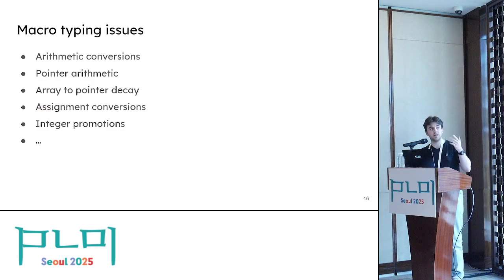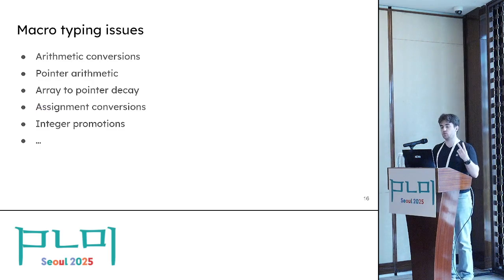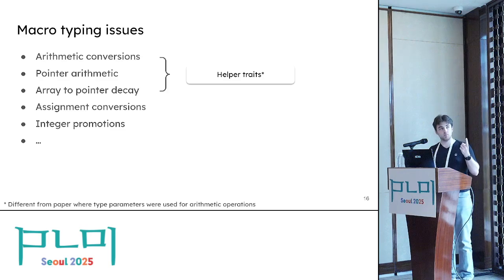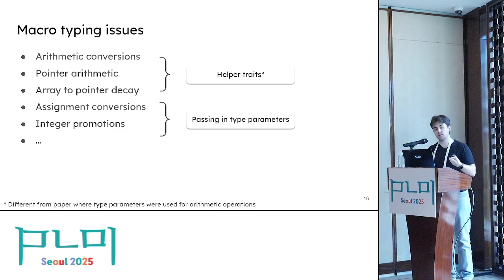These types of things happen everywhere in C, and so we have two solutions. The first one is helper traits, and the second one is passing in type parameters. A small thing of note is that the helper traits were not discussed in the paper. This is a work in progress, and this is work that has progressed.